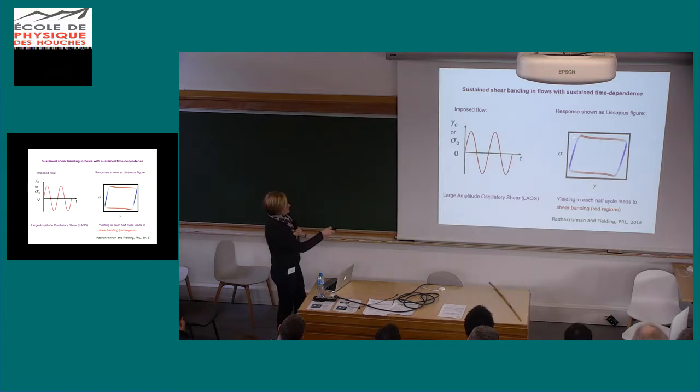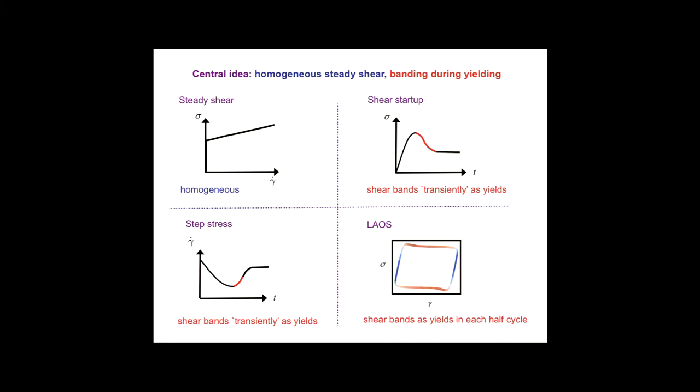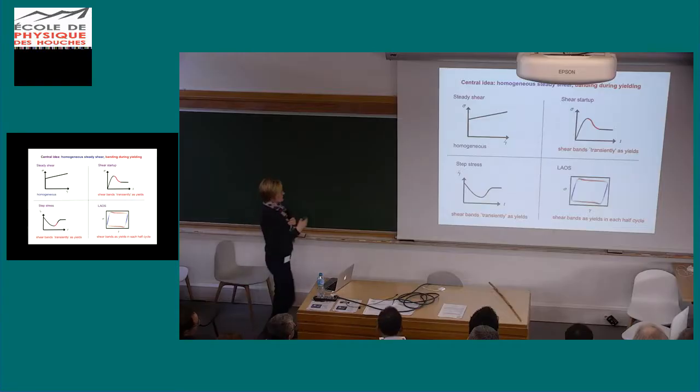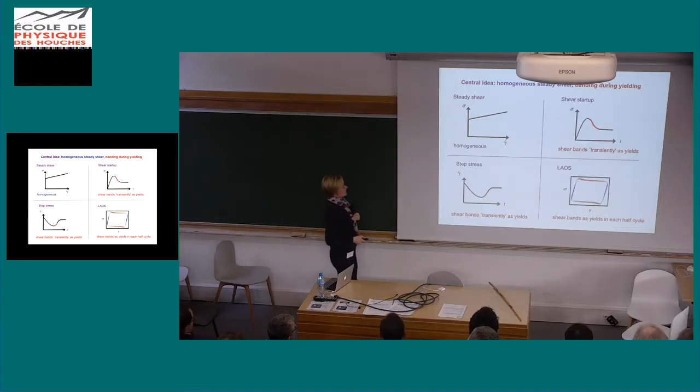So in each half cycle here, you have a yielding transition and the formation of shear bands. And then it goes homogeneous, yields again, shear bands, homogeneous. All right, so that's the basic take-home message. And what I'm going to do for the rest of the talk is exemplify that in one particular model.